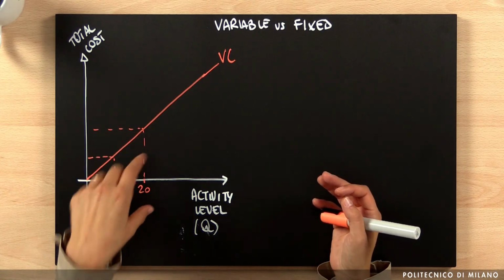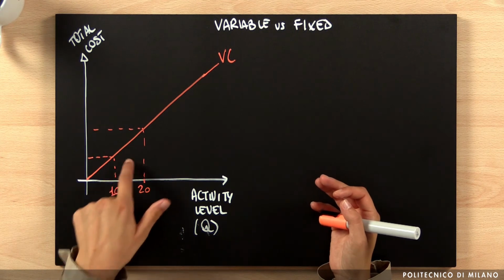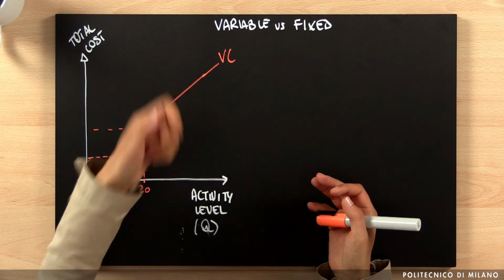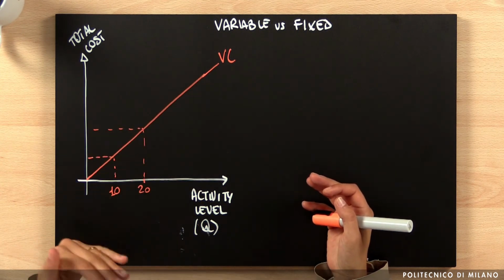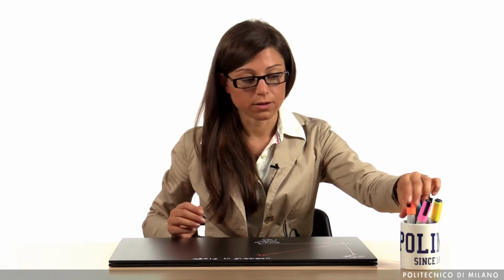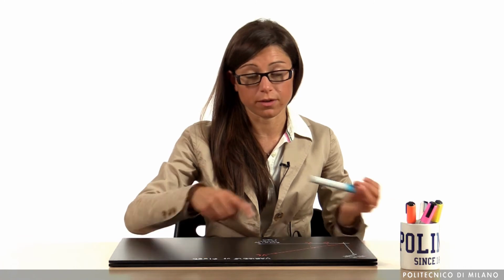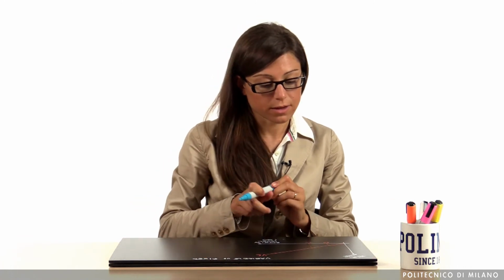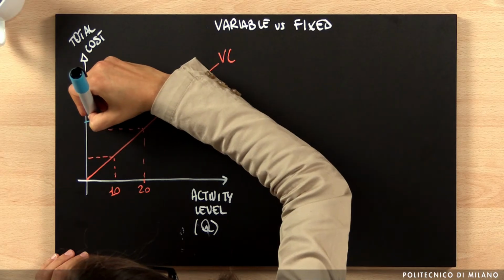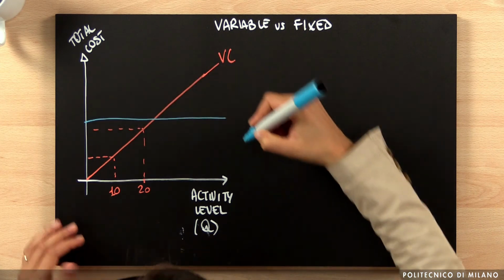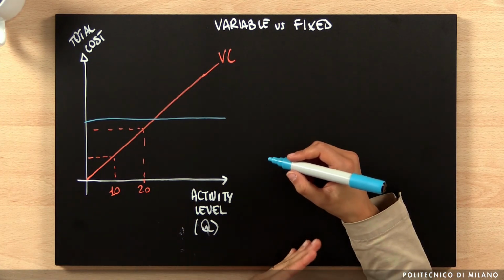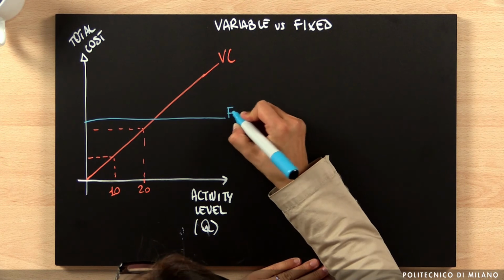If we have the wood, the higher the number of tables that we need to realize, the higher the overall cost of the wood, because we need to purchase a higher amount of wood. Now let's move to the second classification, which is the fixed cost. A cost is defined as fixed if the overall amount remains the same even though the activity level increases. So this is the shape of the fixed cost.